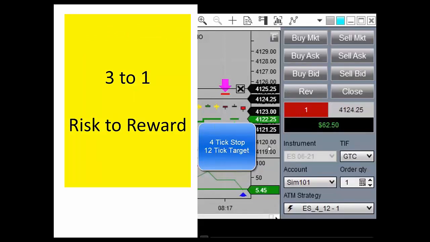All right, so positive expectancy, you want to make sure that you plan to have larger gains than losses. So here's an example. 4-tick stop on the E-mini, 12-tick target would give you a 3-to-1 reward to risk ratio.